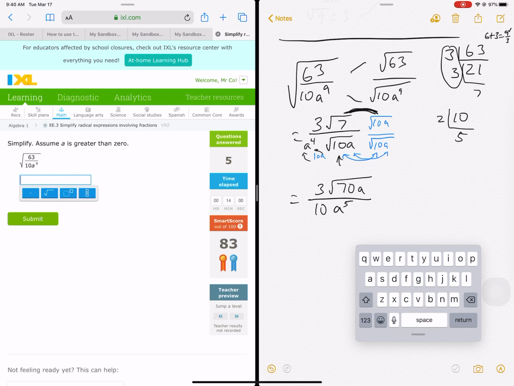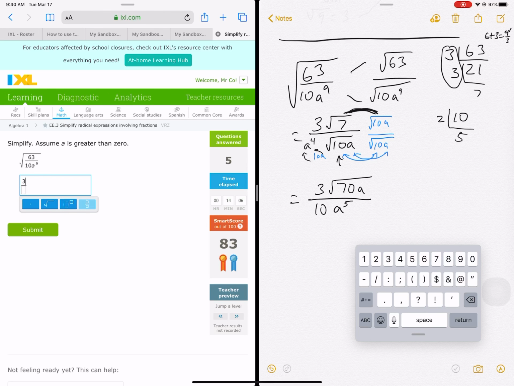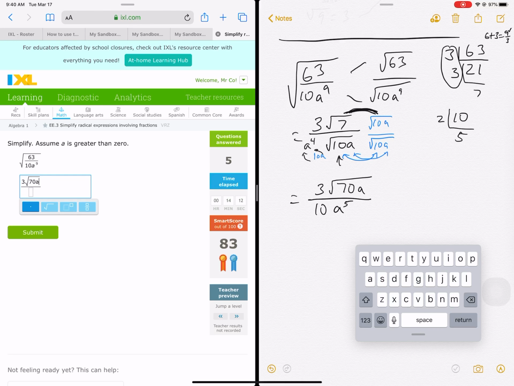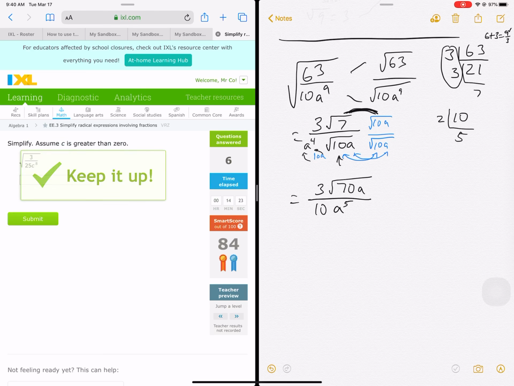So let's go ahead. So we need to write a fraction first, I'm sorry. 3 square root of 70a divided by 10a to the 5th power. Ooh, yeah, that worked. Okay, that was it.